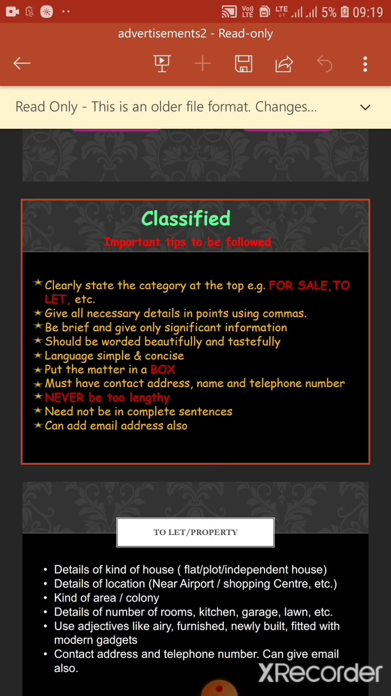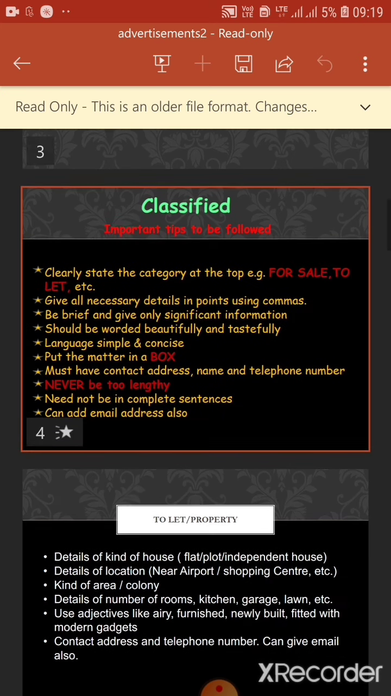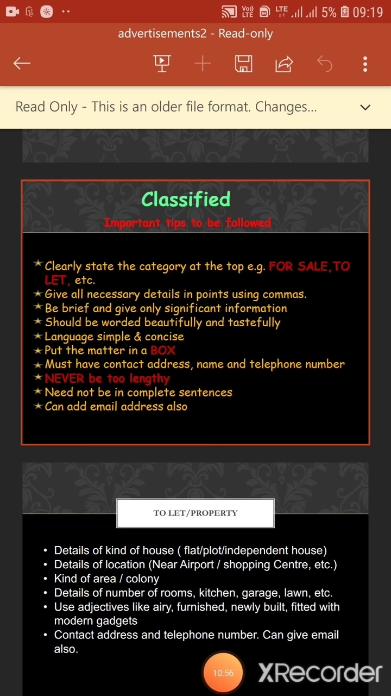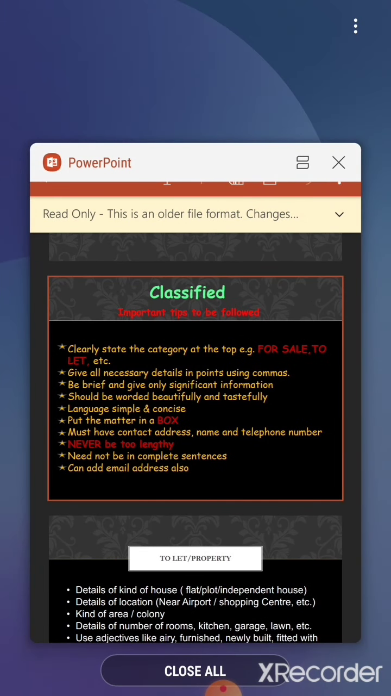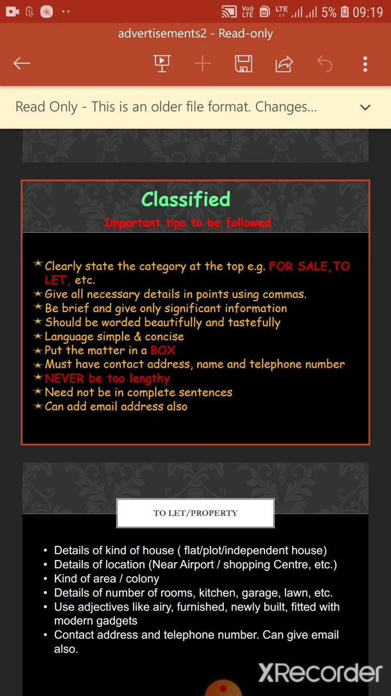For example, for sale, to let, accommodation wanted, or situation vacant, or situation wanted, for sale, for purchase, whatever it is, that should be mentioned clearly at the top in bold letters, as we have already seen in the example.